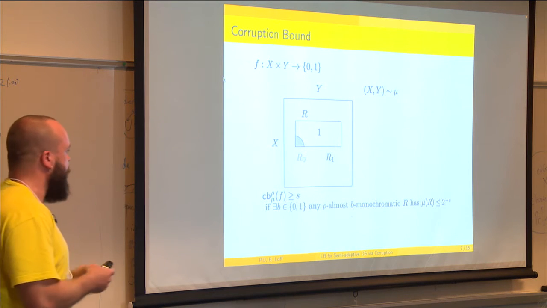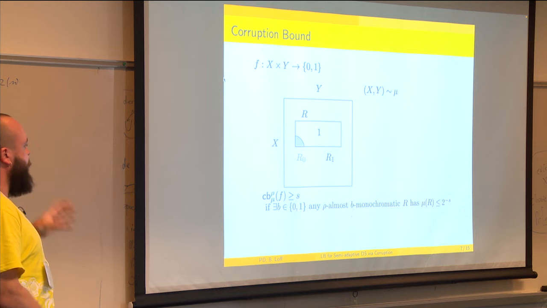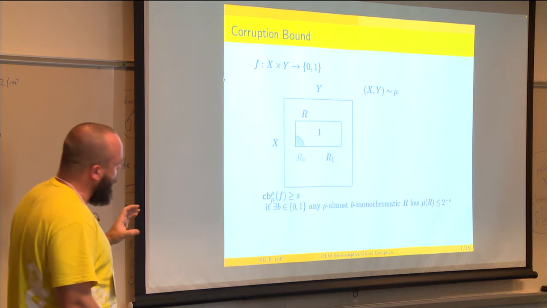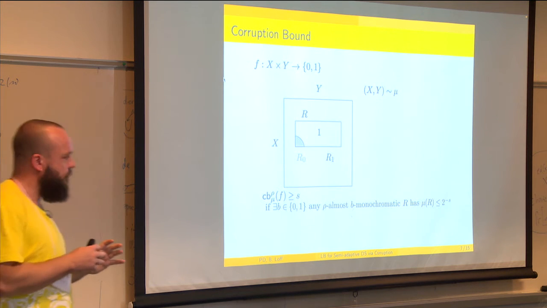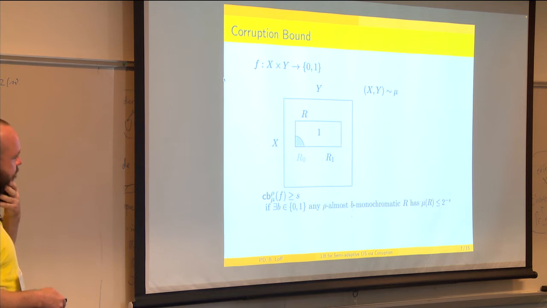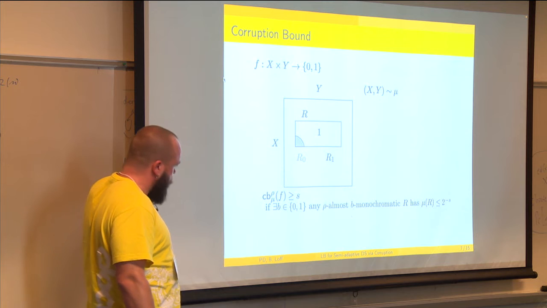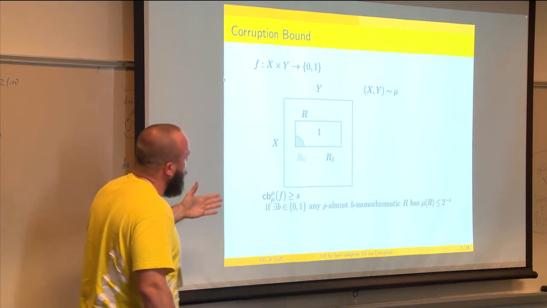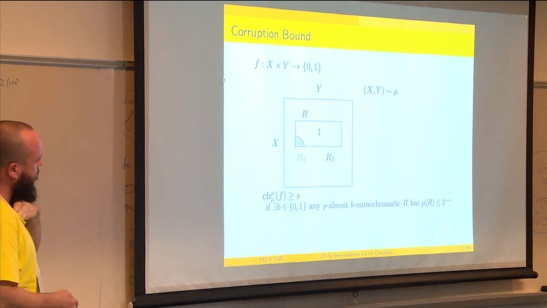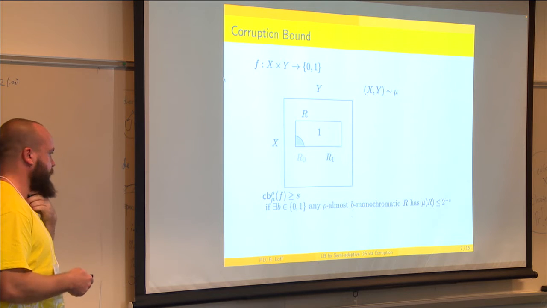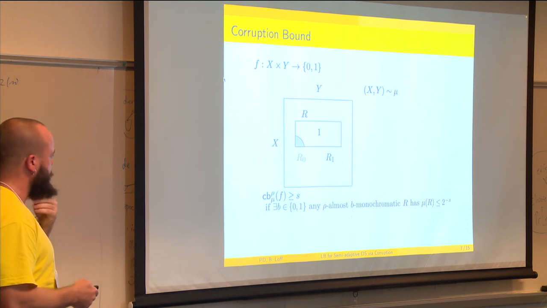So what does it say? That under the distribution, any almost monochromatic rectangle is small. This is, let's say, a classical notion from communication complexity lower bounds, because this measure lower bounds the randomized communication complexity of the function.